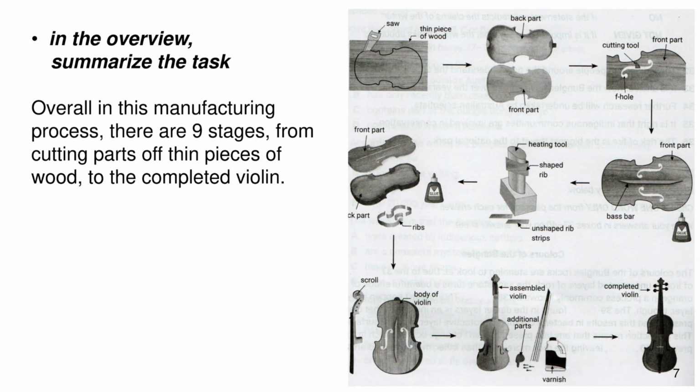Overall, in the manufacturing process, there are 9 stages, from cutting parts of thin pieces of wood to the completed violin.